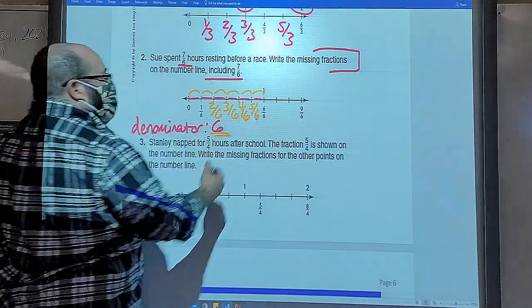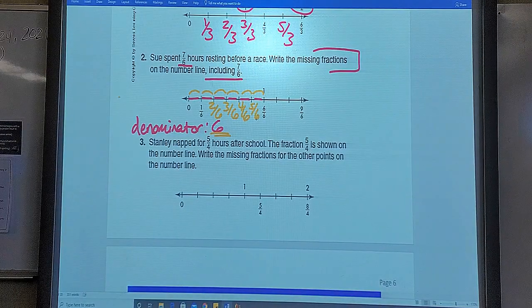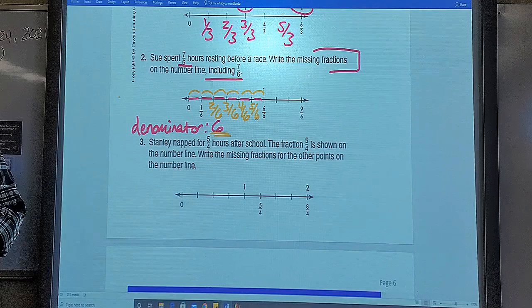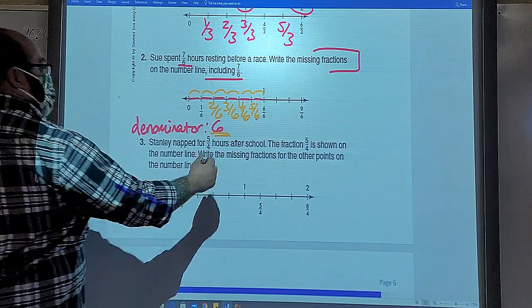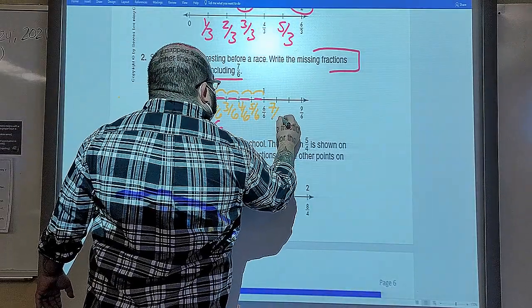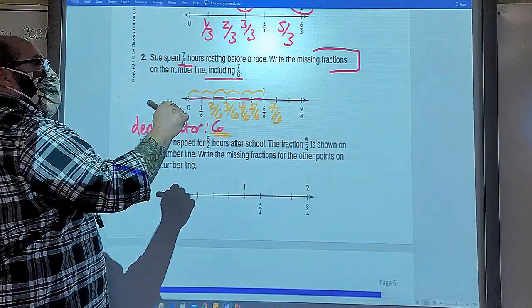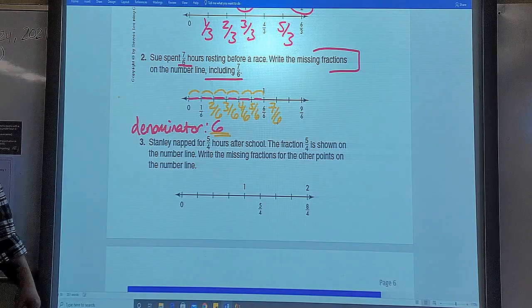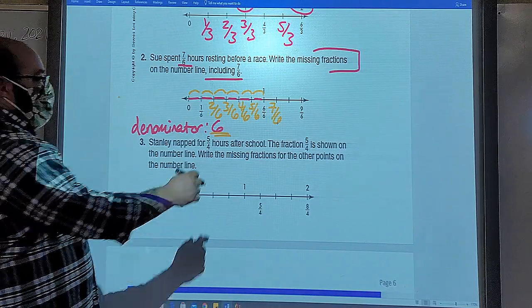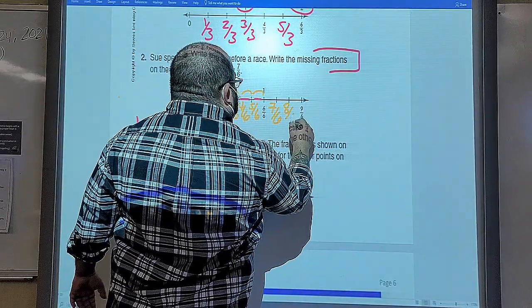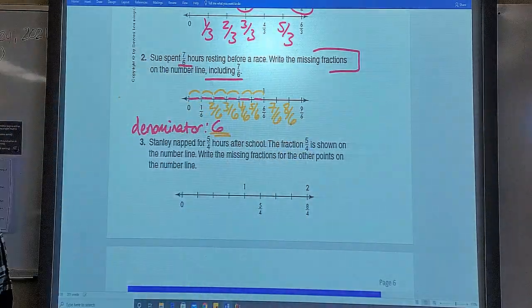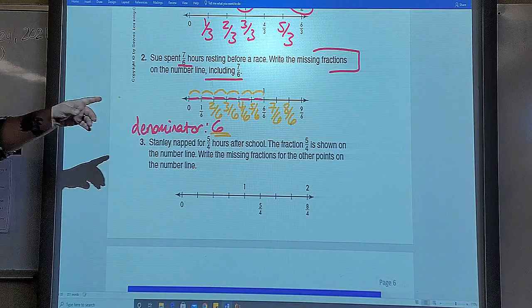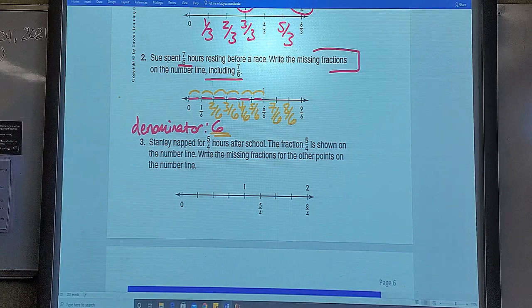Aiden, what comes after 6/6? 6/7. Nope. Don't change the denominator. 7/6. Exactly. And Zoe, what's after that? 8/6. Now, 9/6. 9/6 is the last one we have on there.